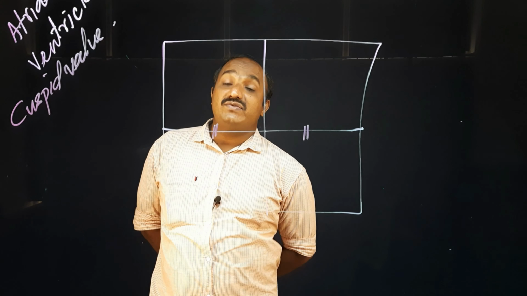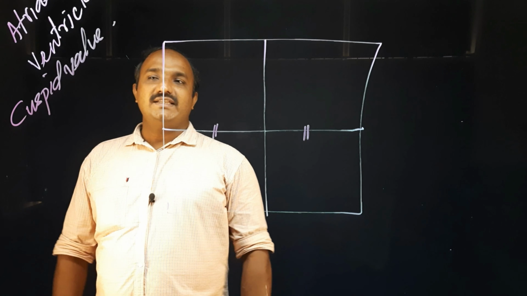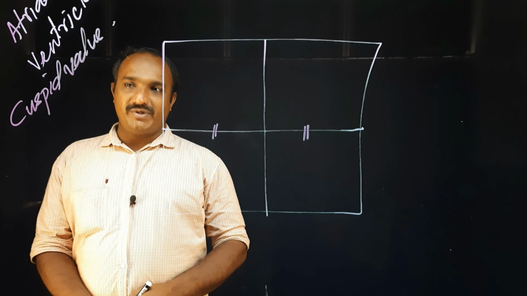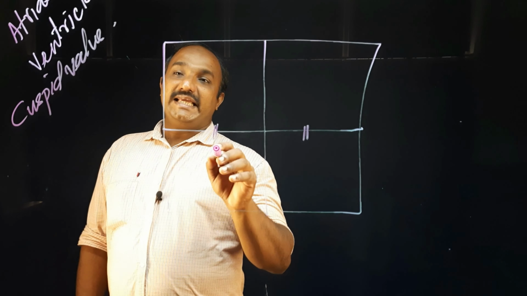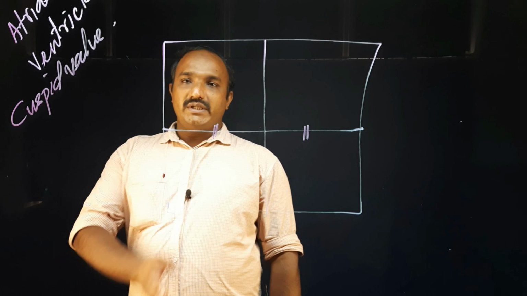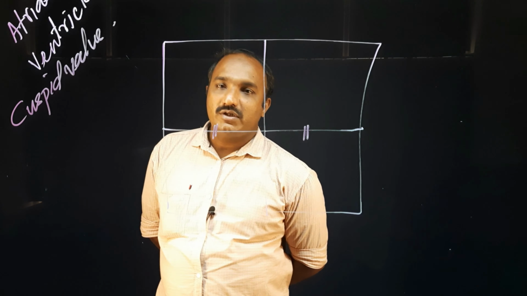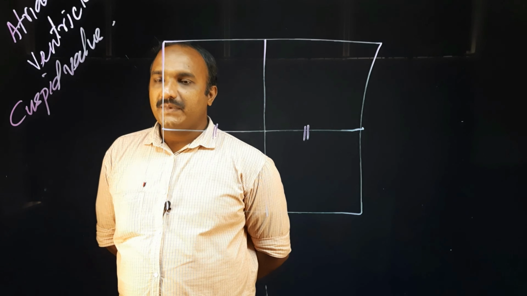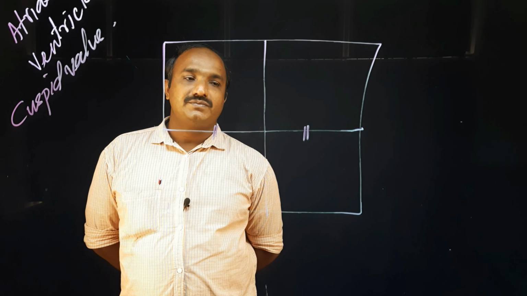But instead of saying right cuspid valve and left cuspid valve, we will say tricuspid valve and bicuspid valve. Two valves are there. The right side valve is called the tricuspid valve. The left side valve is called the bicuspid valve. So these are the two cuspid valves.